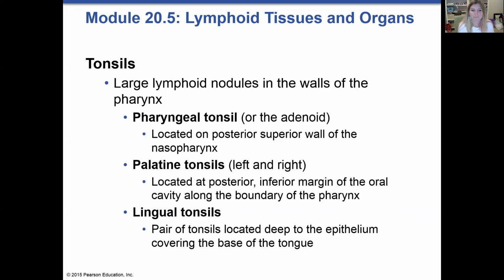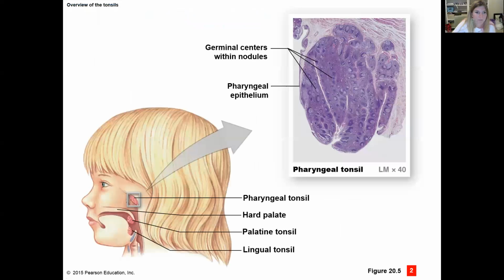There's a left and right. This is on the back side of our oral cavity. This is what you can usually see when you open your mouth wide and the doctor says, oh yeah, I can see your tonsils, you know, that type of a thing. And then you have your lingual tonsils, which are just at the base of the tongue towards the back, more difficult to see. So there they are. The palatine tonsils are typically what you see when you open your mouth if you have some type of sore throat.